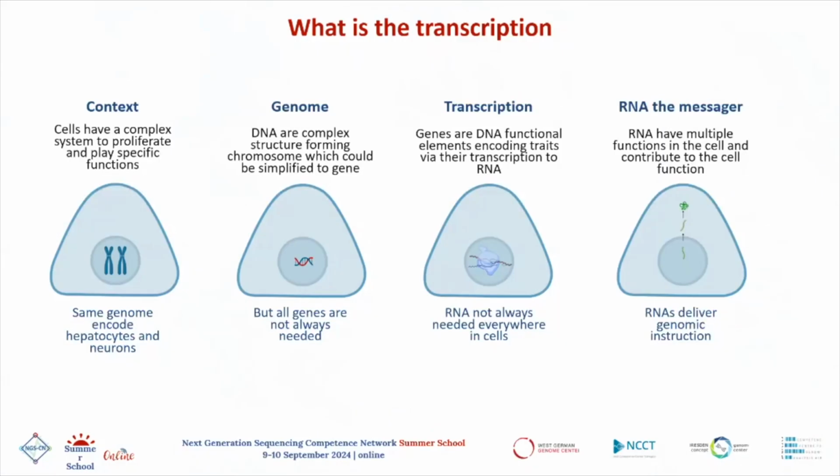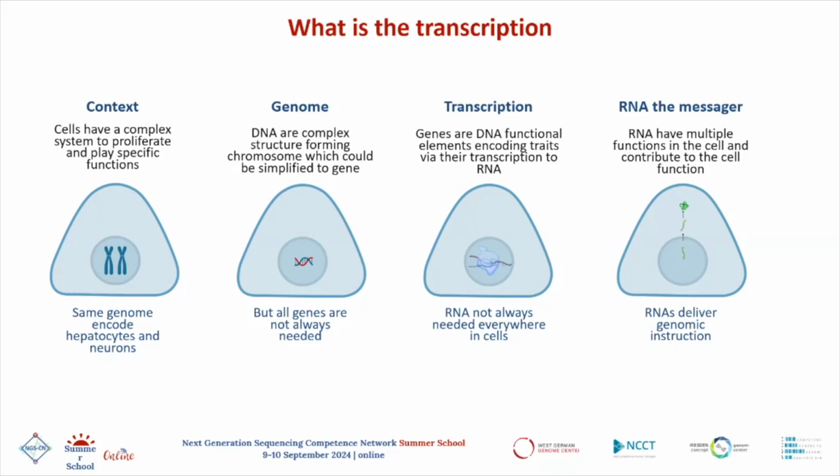So if we think very broadly about the concept, what is transcription? Cells are complex systems that can proliferate and play specific functions. They all have the same genomes, and different cell types such as hepatocytes or neurons are basically very different cell units which originate from the same genome. Inside the genome, DNA is a complex structure which can form chromosomes, and we tend to represent genomes by small functional blocks that we call genes, which encode a specific function of an organism.